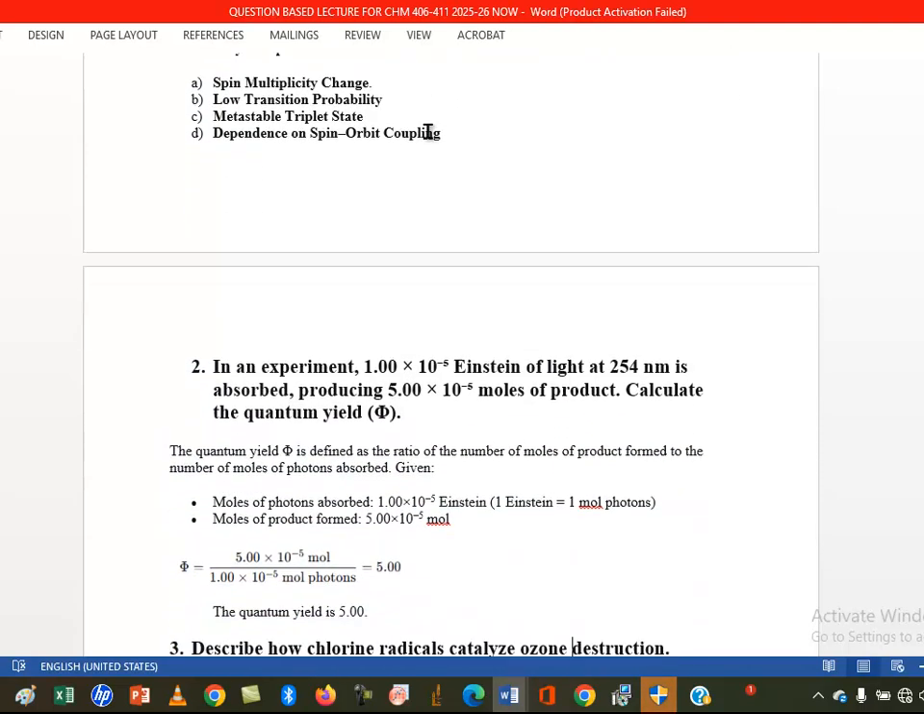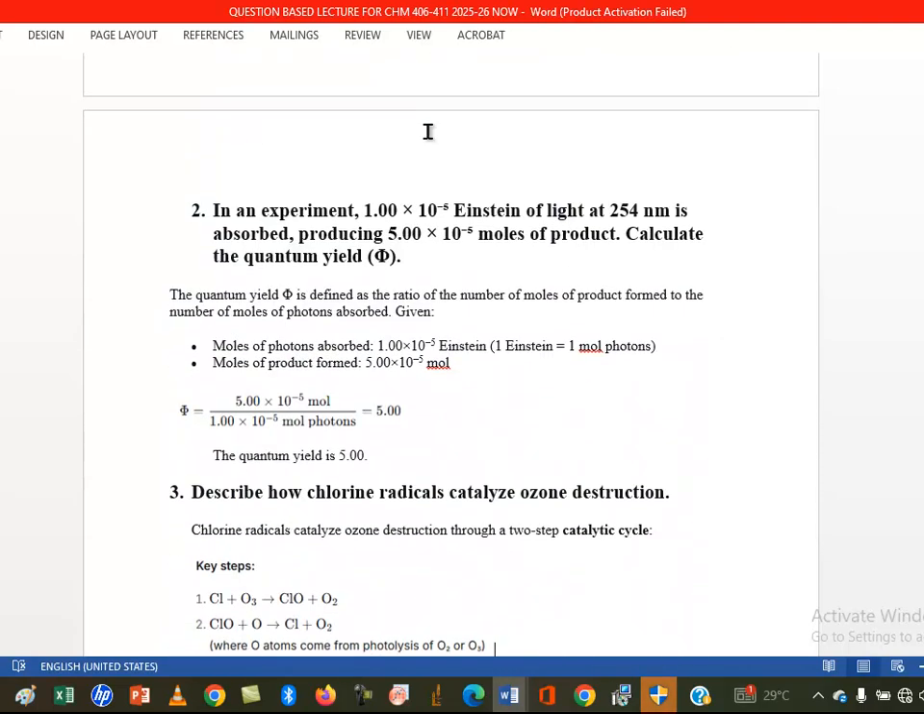Now we're about to end this. So we look at, in an experiment, 1 times 10 raised to the power minus 5 Einstein of light at 254 nanometers is absorbed, producing 5 times 10 raised to the power minus 6 moles of product. Calculate the quantum yield. This is a lovely thing for those that are doing SPF.